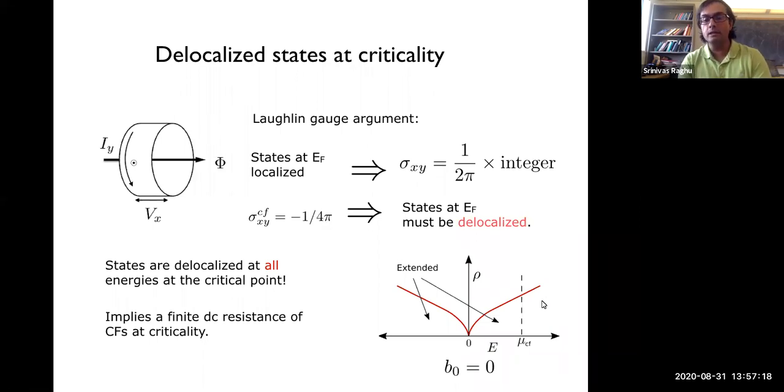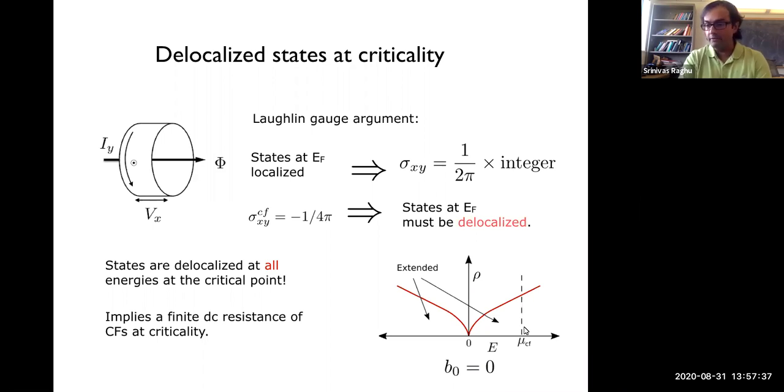Now, for this argument to hold, I could have put the chemical potential anywhere at finite energy, provided that it was less than the mass of the heavy fermion, the partner fermion. So what this tells us is that for any chemical potential from 0 to the mass scale of the massive partner, all states must be delocalized at the critical point.